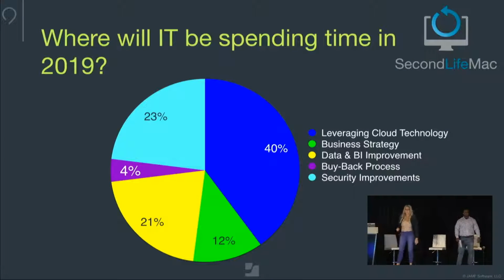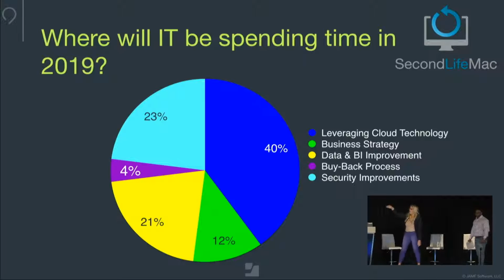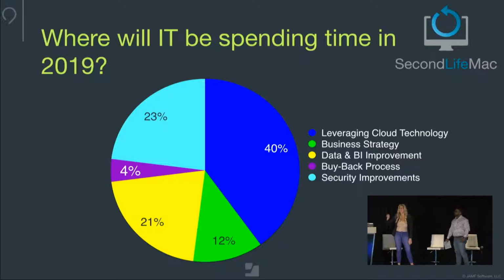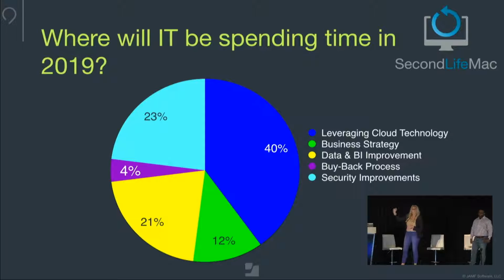So where will IT be spending its time in 2019? Let's focus on 4%. The 4% is the amount of time a CIO or a technology department in 2019 is going to focus on a buyback process or a workflow. Second Life Mac conducted market research of over 20 different IT directors and CIOs to identify the top areas where they'd be spending the most time in 2019. We want to take that 4% and bring that down to 0. That is not your job. That is the expert's job. Let us help you do your job and allocate those resources somewhere else in that pie.